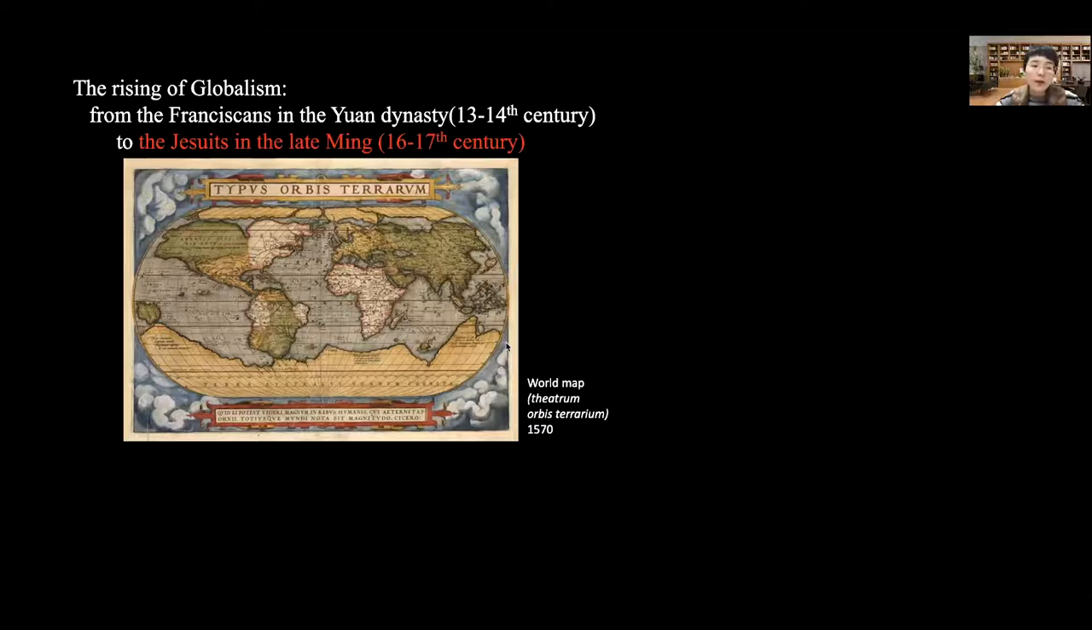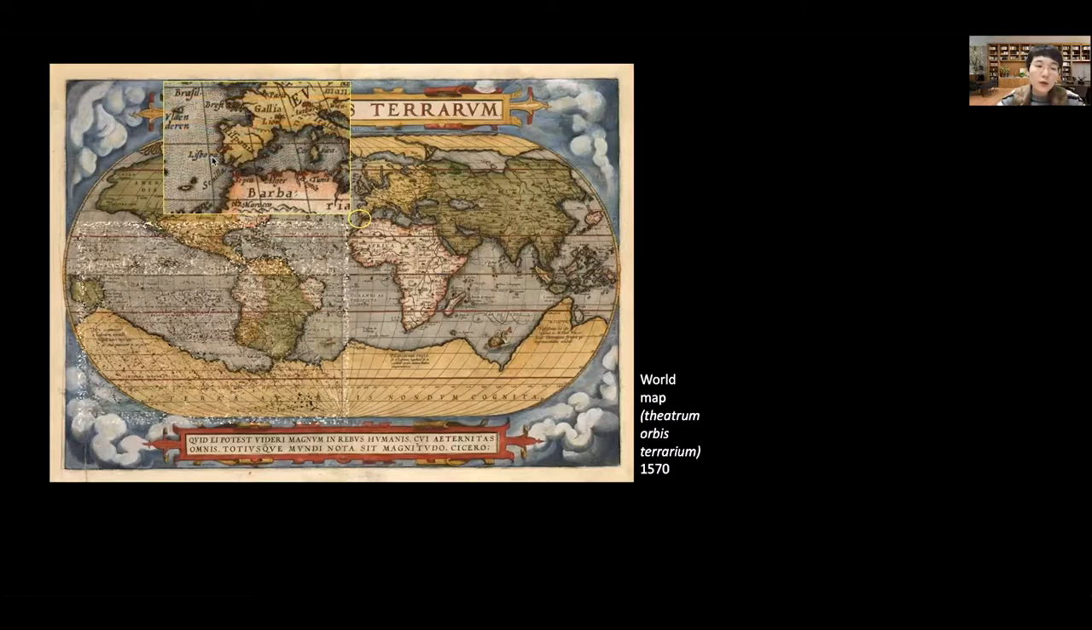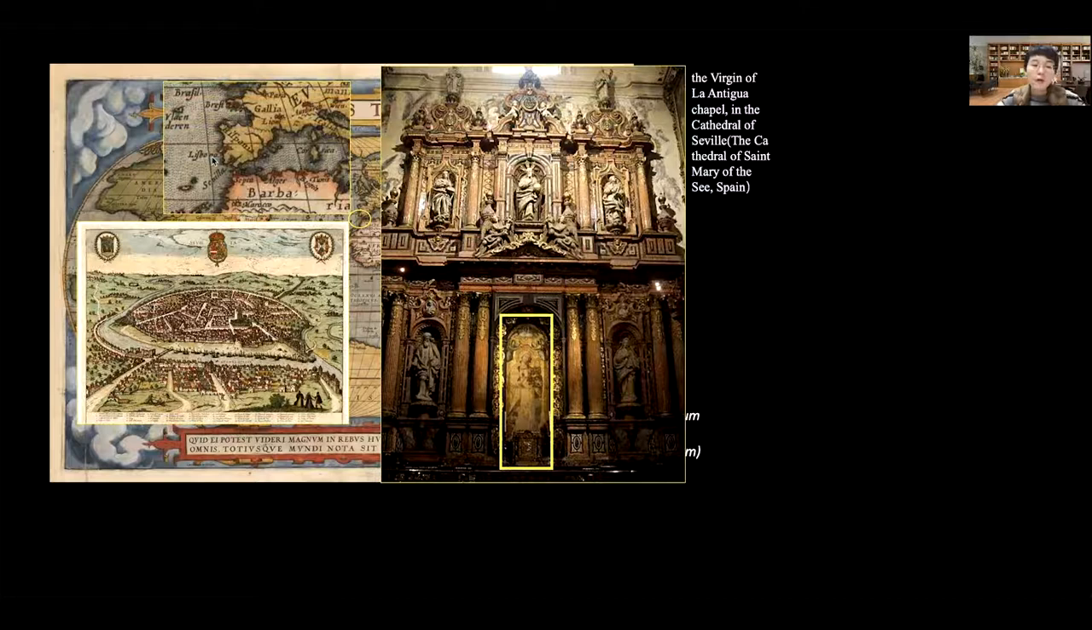Well, when it comes to the second stage of the rising of globalism, the dominating missionaries changed to the Jesuits, a newly formed Catholic order during the Catholic Reform to resist the Protestant Reformation. During this time period, Sevilla became the center of the Spanish exploration of the world. Here we can see the city Sevilla and the cathedral, where the Sevilla Madonna fresco is located.